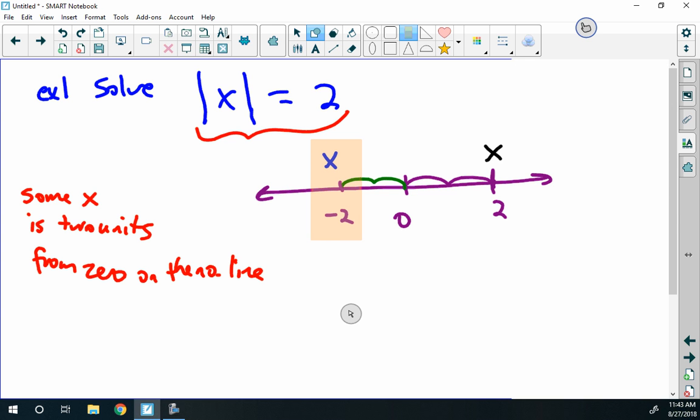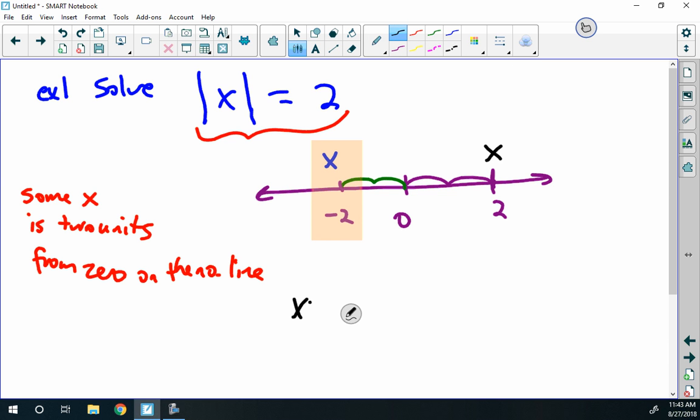So what I've got here is something that says x is equal to -2. And this over here, well, let's try that again one more time. This over here says x equals +2 too.